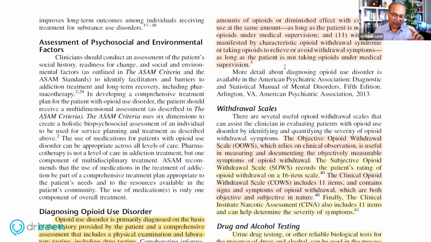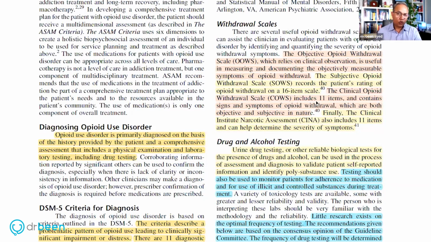Now, do you see that as long as the patient is not taking opioids under medical supervision, meaning a patient who has an actual dependence because of whatever disease they have that causes pain and they need opioids, that usage is under medical supervision, and that can create withdrawal symptoms as well because it is opioid usage over a long time. But that is not classified as addiction or drug abuse. That is why in both of those, they said as long as the patient is not taking opioids under medical supervision. Then they also have withdrawal scales.